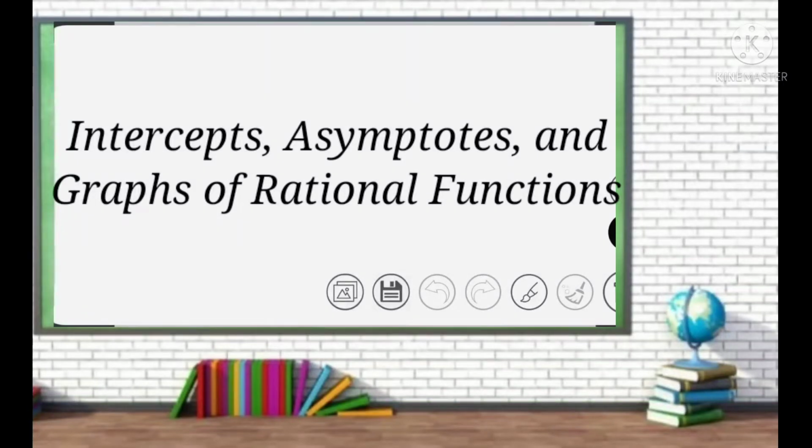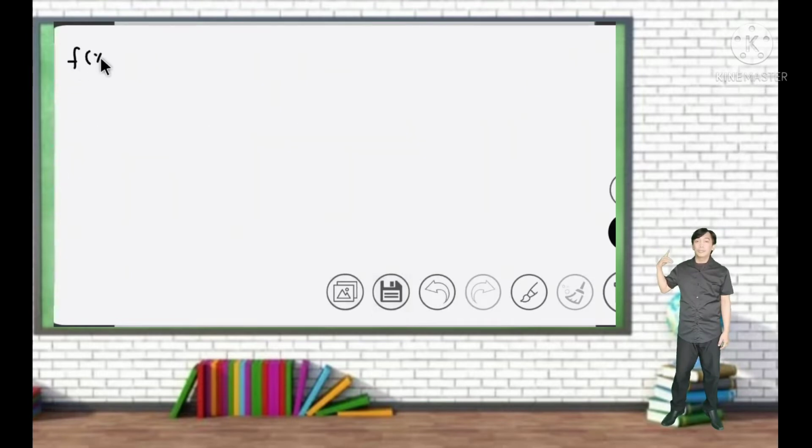Okay, so our topic for today is all about intercepts, asymptotes, and graphs of rational functions. Let us now try to have an example. f of x is equal to, halimbawa, gawin natin 6x plus 12 all over x plus 8. Ayan. Okay, so the first thing that we are going to get is the x-intercept.